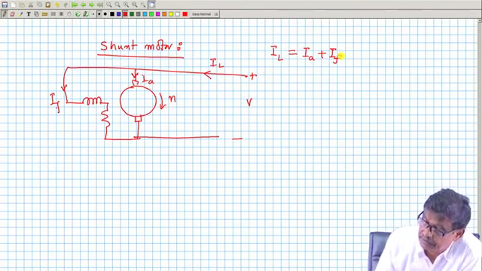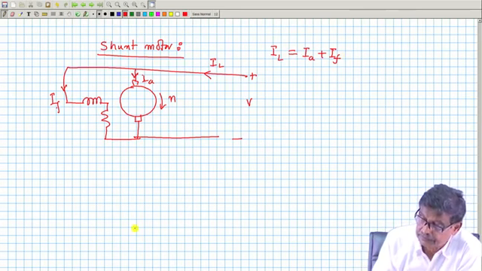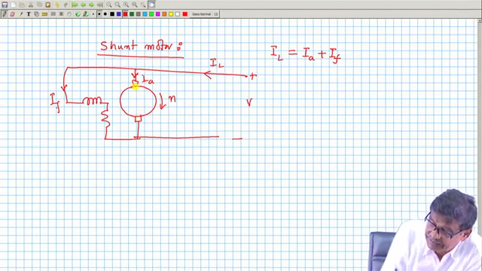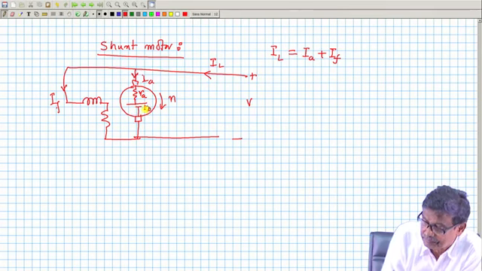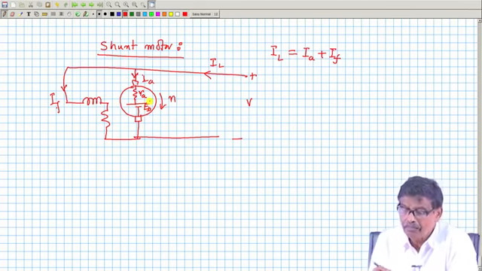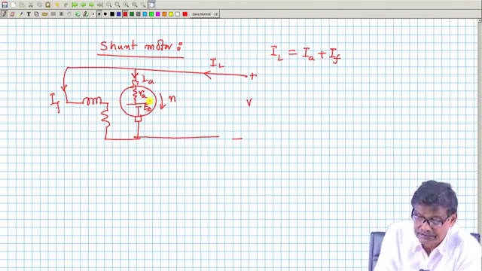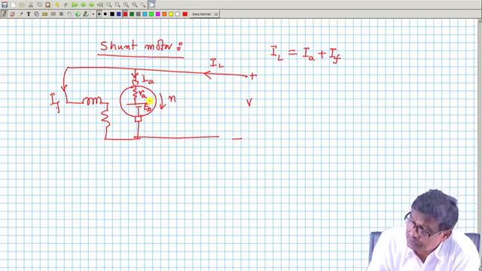This will be the load current. Okay. And what is there here? RA and back EMF. So, all the equations that I wrote are valid.